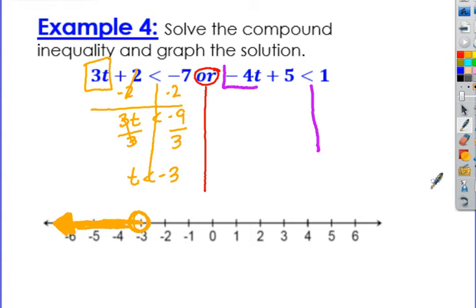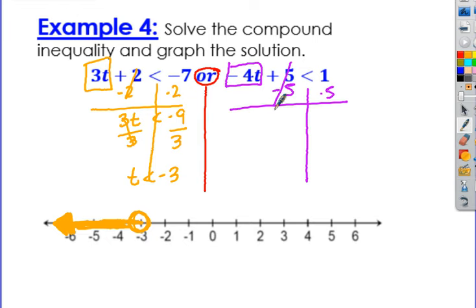I'm trying to get 4t by itself. So I'm going to subtract 5, those cancel, I'm left with negative 4t is less than negative 4, divide by negative 4, divide by negative 4, t is greater than 1, and I had to flip my sign because you see where I divided by a negative number. So when I graph it, open circle at 1, and it's everything bigger than that, so I'm going this way.